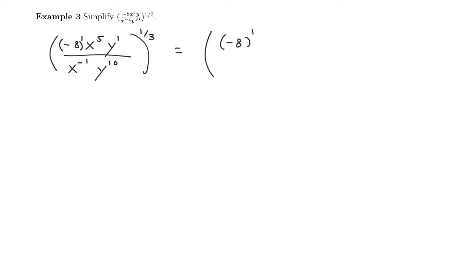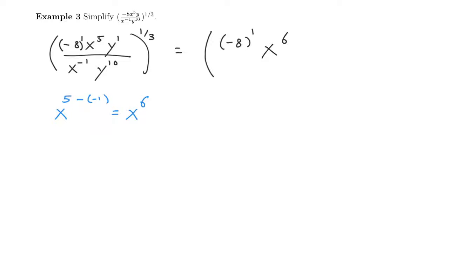But here, with the x's, I have x to the 5th divided by x to the -1. The rule that we had for that was, if we're dividing, we subtract the exponents, so you get x to the 6th. So I'm going to place that here.